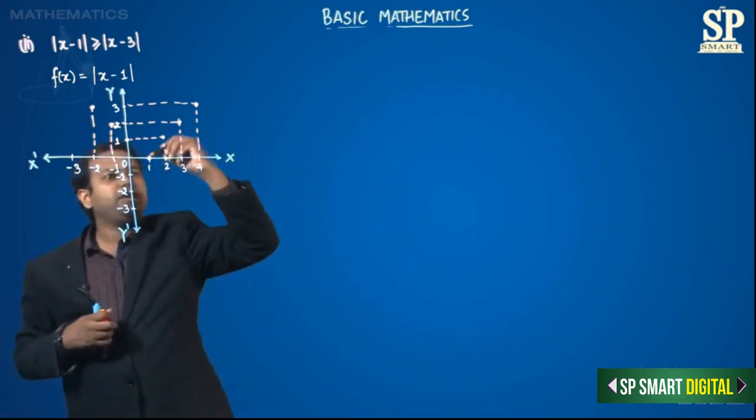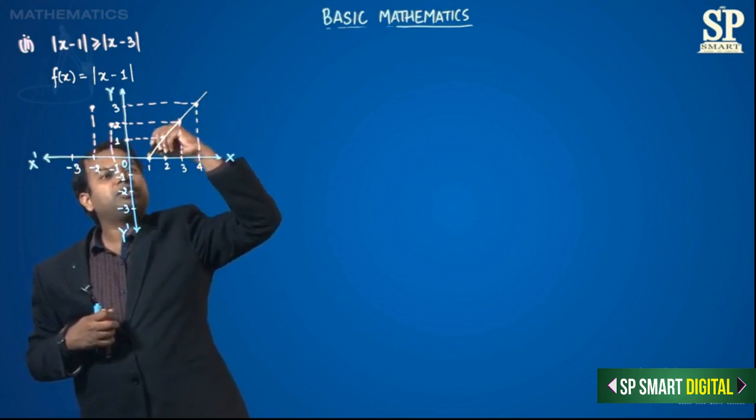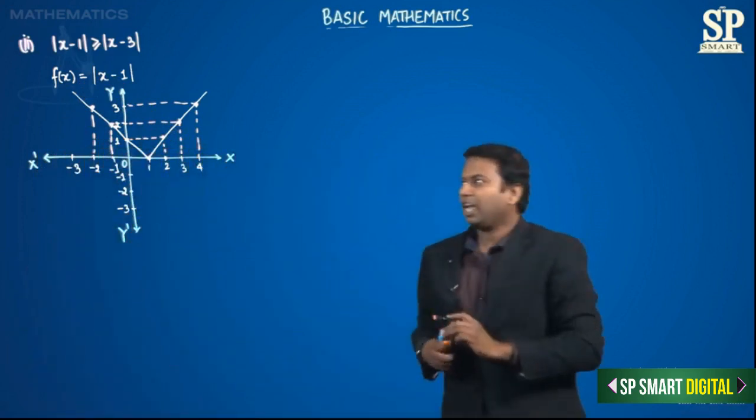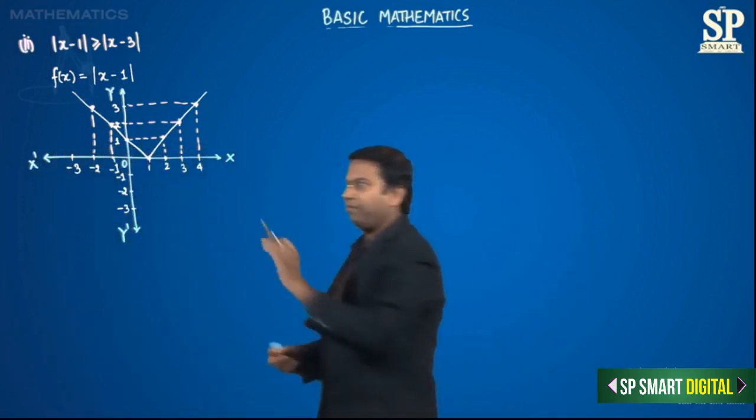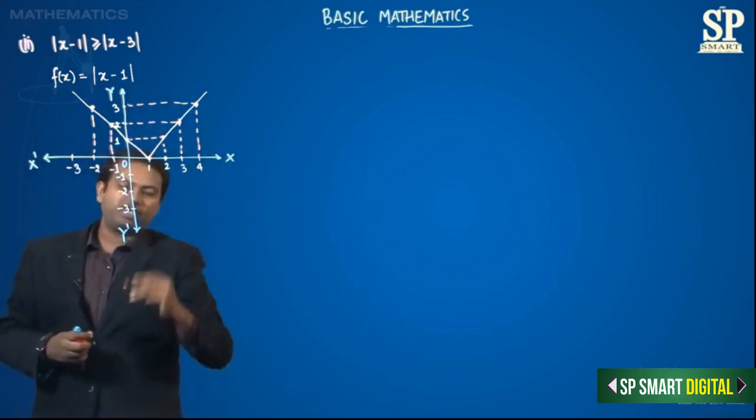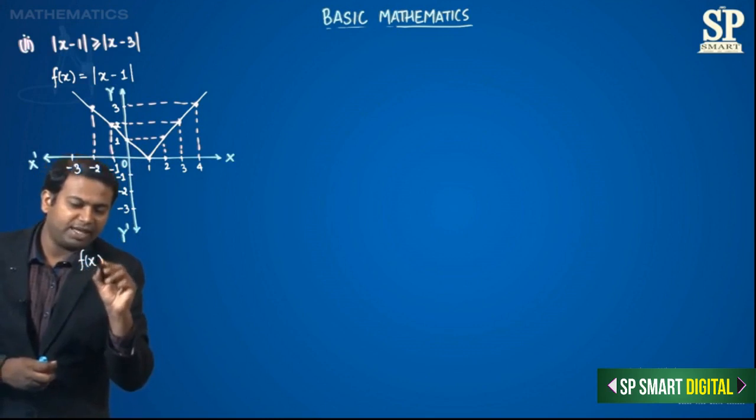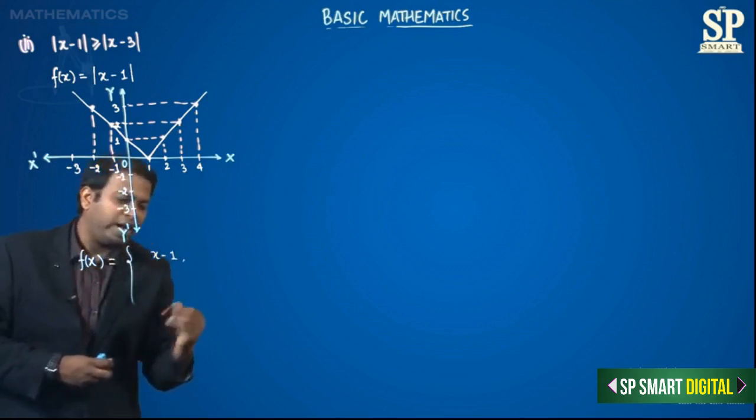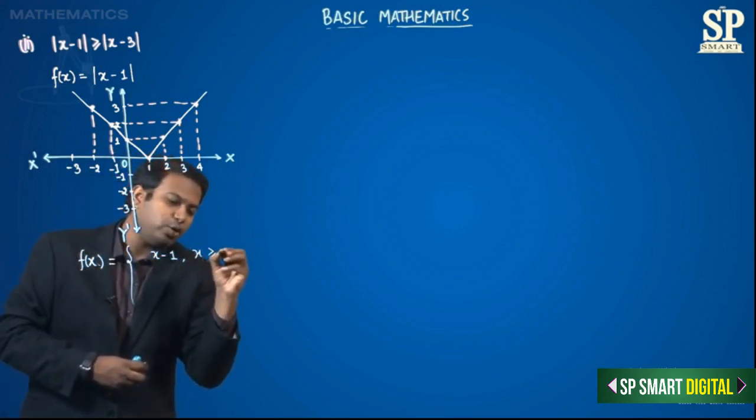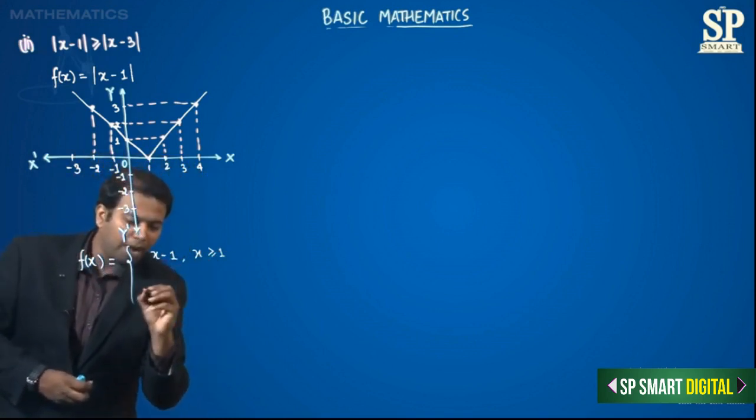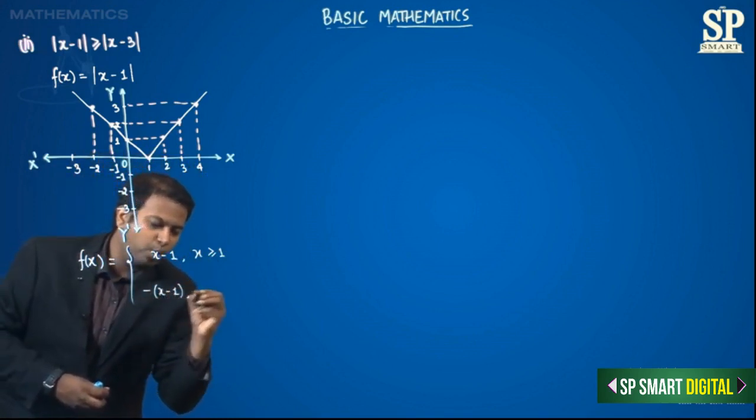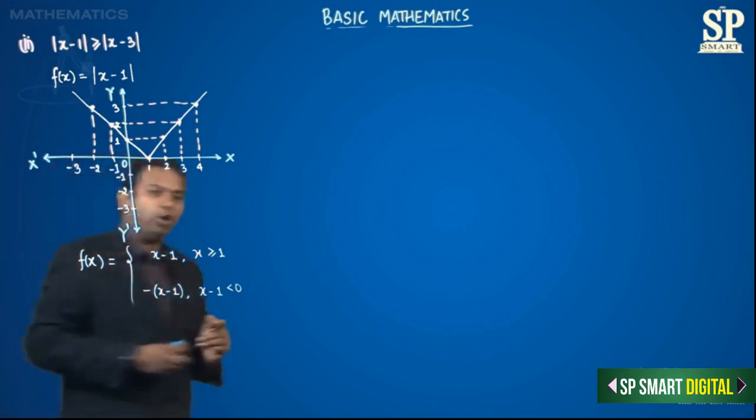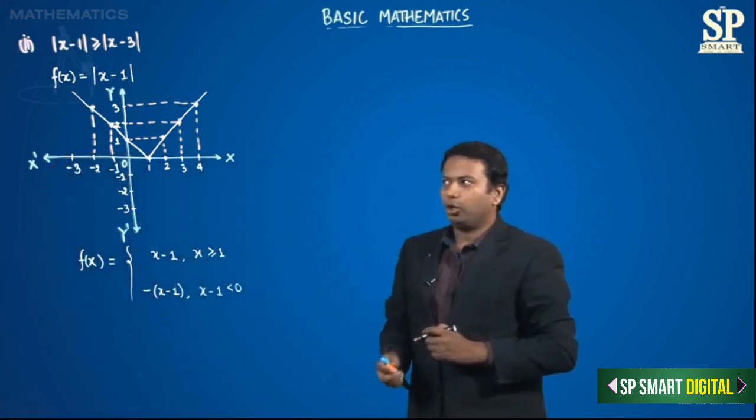So observe carefully the function that we get. If you want to write the definition of the function in these two parts, we can write f of x is equal to x minus 1 when x is greater than or equal to 1, and minus of x minus 1 when x minus 1 is less than 0. So this is how the modulus of x minus 1 looks.